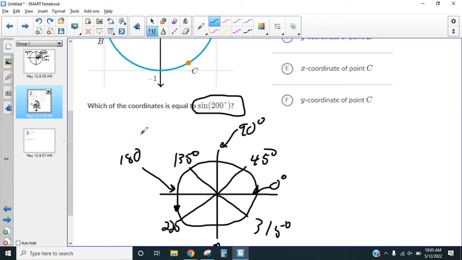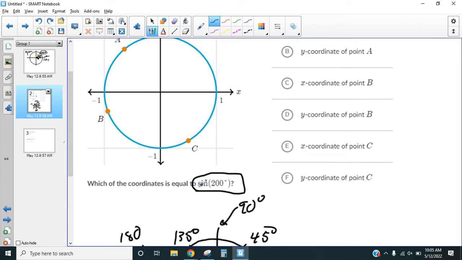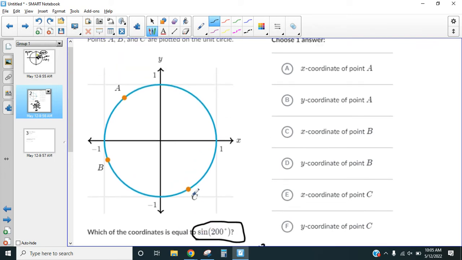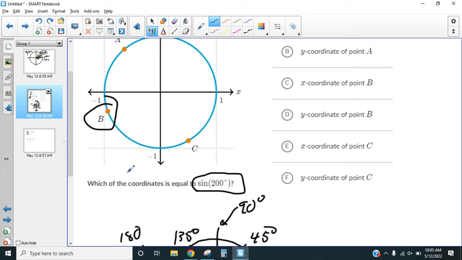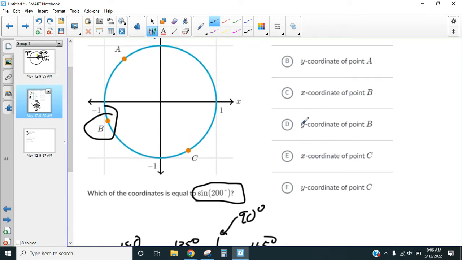The question is, which of the coordinates is equal to the sine of 200? Now, 200 degrees is about here, right? That's what we just said. And we're talking about sine or cosine? Sine. So who remembers? It's the y coordinate, right? So we're looking at point B, and it would be the y coordinate of point B.